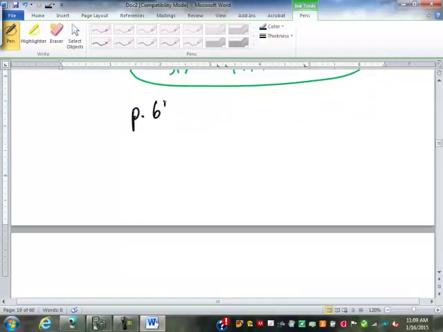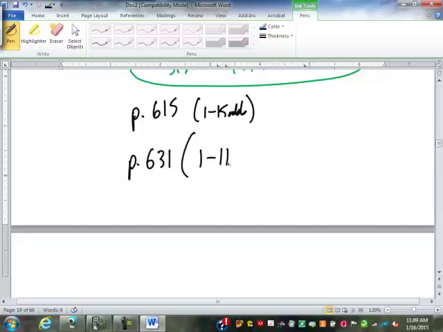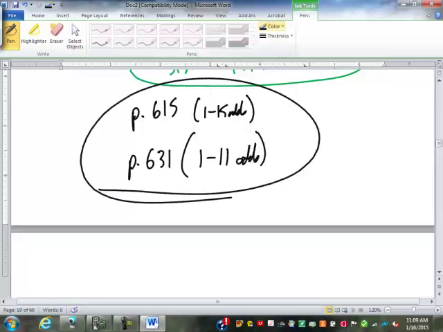Let's see, yesterday we had that page 615, the 1 through 15, the odds. There were a couple on there that dealt with lateral area that now you can go back and do. On page 631, 1 through 11, the odds. Should also be able to do it. It has the cones and pyramids in it.